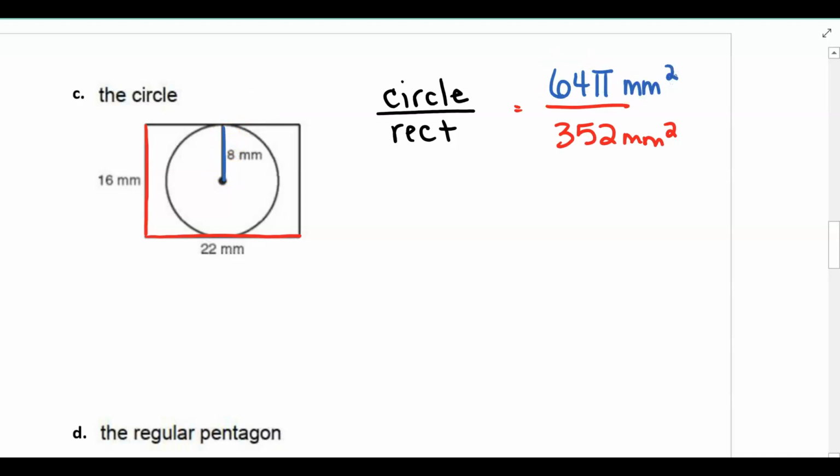And if I take 64 pi and I divide by the 352, to the nearest hundredth, I get approximately 0.57. So that's technically 0.571198, etc. So that's 0.57 to the nearest hundredth.